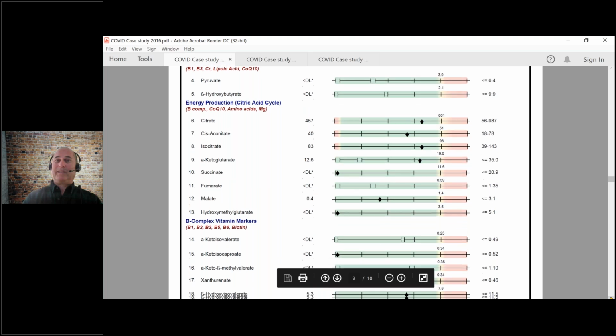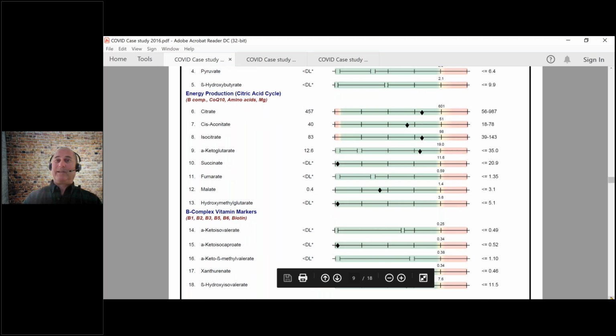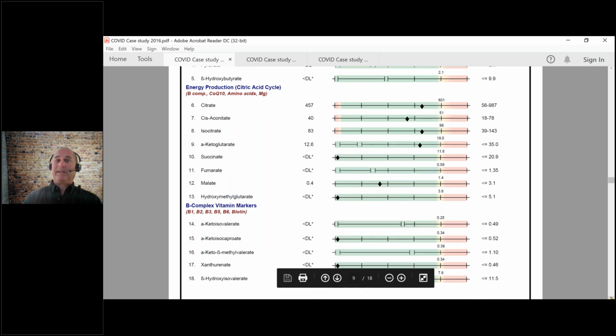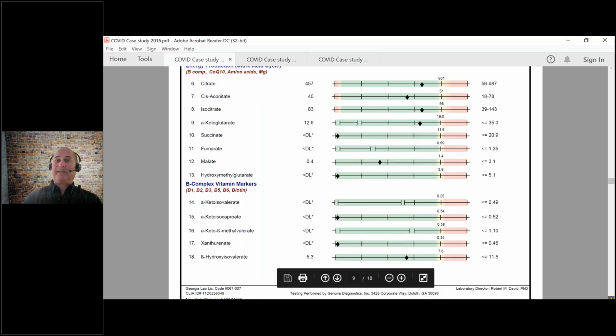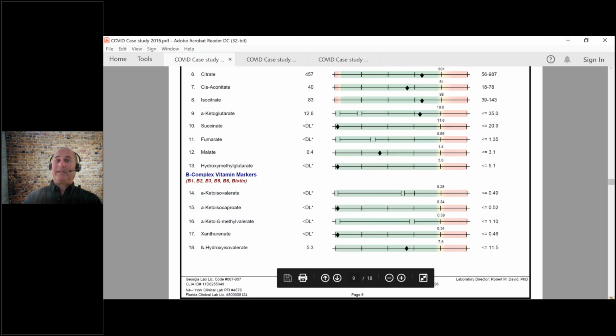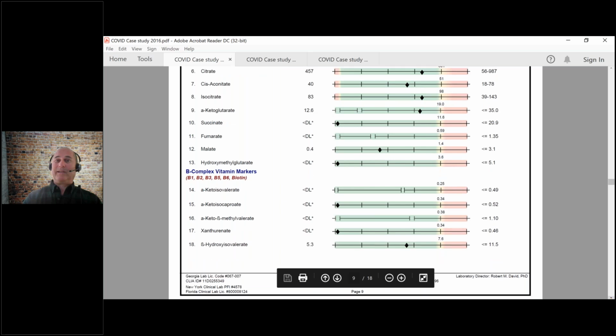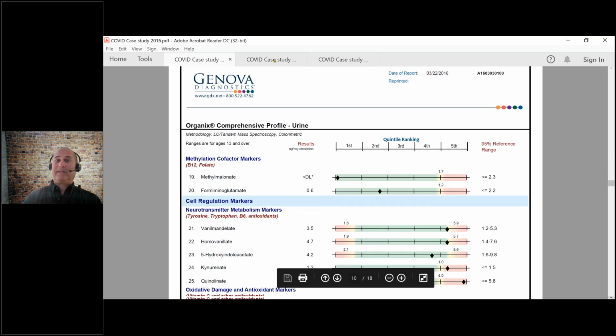So when there are that many markers low, more than 6 out of these first 21, we start to get suspicious that this might be hypometabolic. This might be mitochondrial retraction. This might be not enough mitochondria present. Okay? And so that's sort of step 1.